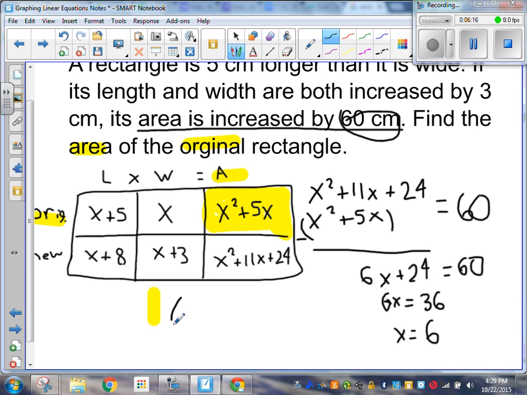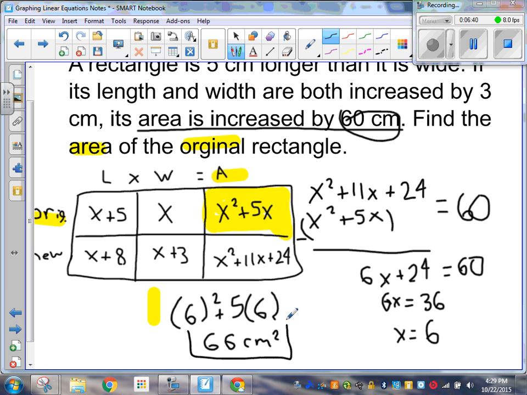Hopefully you got out 6 squared plus 5 times 6, which another way to say that is 36 plus 30. 36 plus 30 is 66. So the area of the original rectangle is 66 centimeters squared because it's an area. Seems like a tricky problem, but really it's just the same. We're still using a chart. And by the way, this is the last kind of problem we're going to use a chart with for this semester, so we can kiss them goodbye after this.